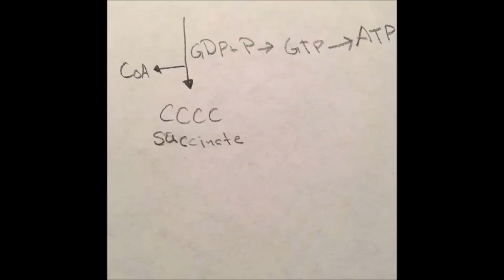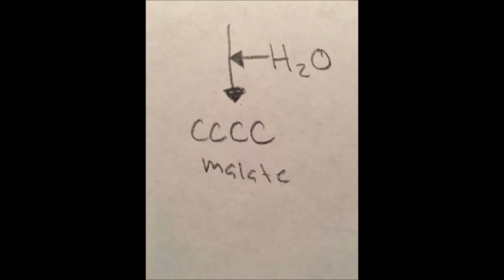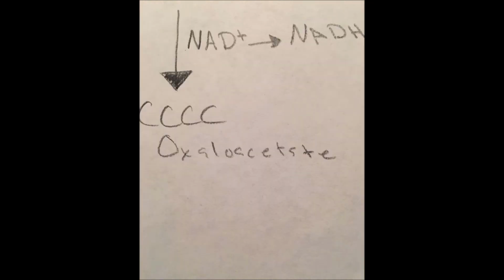In step 5, GDP adds a phosphate to make GTP, which then rearranges to form ATP. Coenzyme A leaves the compound, and the name is now succinate. In step 6, dehydrogenation happens and the hydrogen adds to FAD to form FADH2. The compound is now called fumarate. In step 7, water is added and the compound is now called malate. In the final step, dehydrogenation occurs and the hydrogen is added to NAD+ to form NADH.